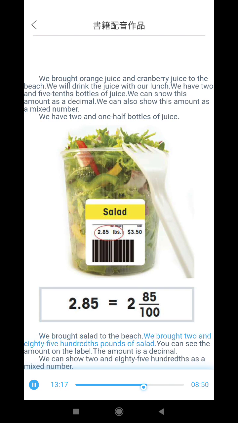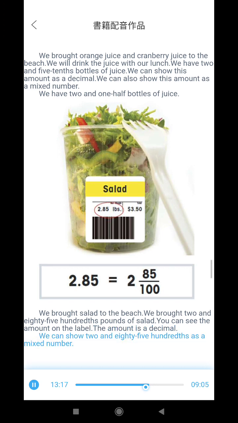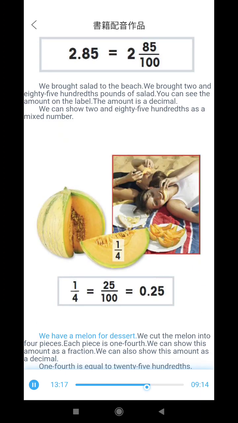We brought salad to the beach. We brought 2 and 8/100 pounds of salad. You can see the amount on the label. The amount is a decimal. We can show 2 and 8/100 as a mixed number.